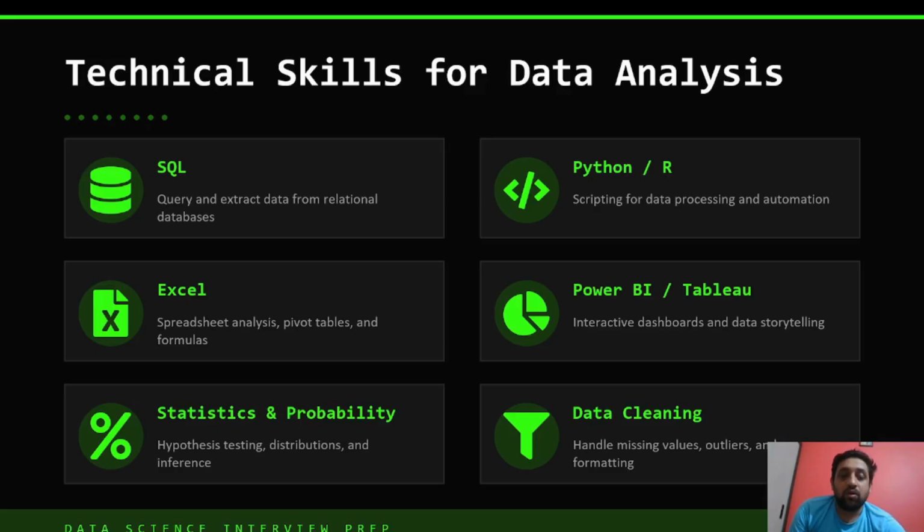Next is Python or R. SQL gets you the data, Python or R help you process it. Python is more popular in industry today. You use it to automate repetitive data tasks, clean and transform data sets, build machine learning models, and create scripts that run on a schedule. R is more common in academia and statistics-heavy roles. The good news is once you know one, picking up the other is relatively straightforward.